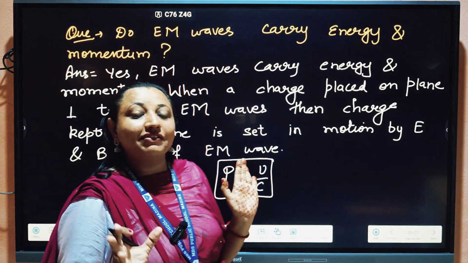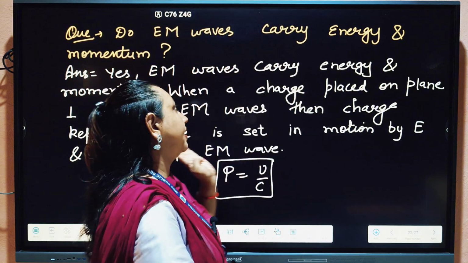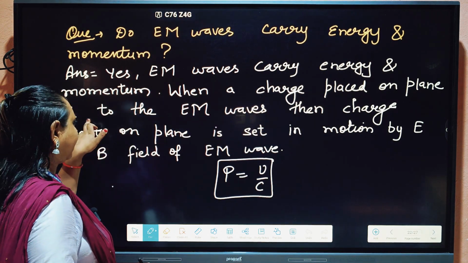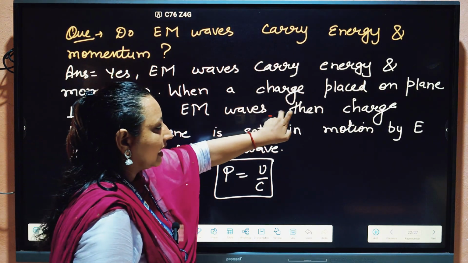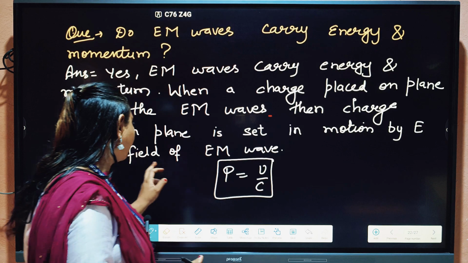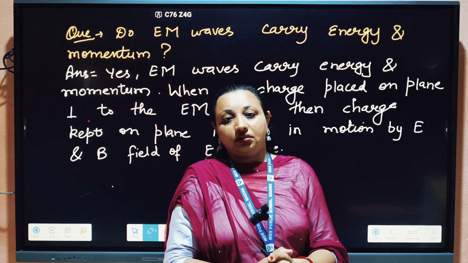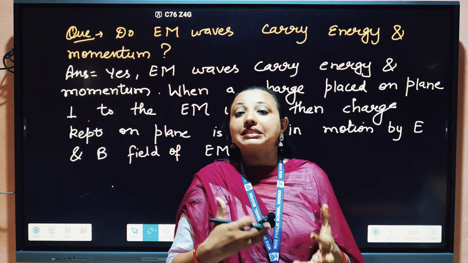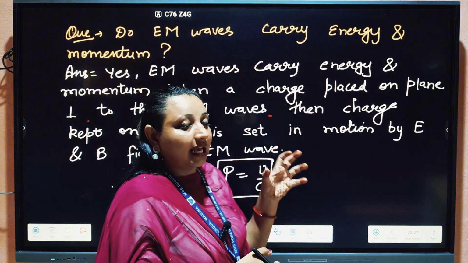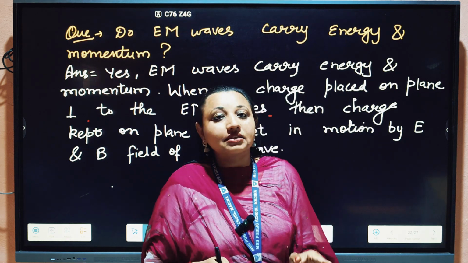Next we have, do electromagnetic waves carry energy and momentum? Yes. Electromagnetic waves carry energy and momentum. When a charge is placed on a plane perpendicular to the propagation of the electromagnetic waves, the charge is set in motion by the electric and magnetic field of the waves. It starts moving, it starts vibrating. This shows that electromagnetic waves have energy as well as momentum.